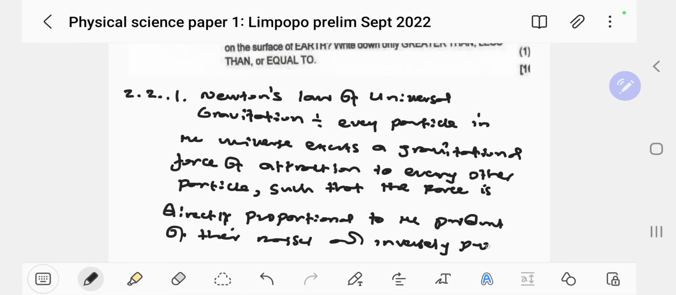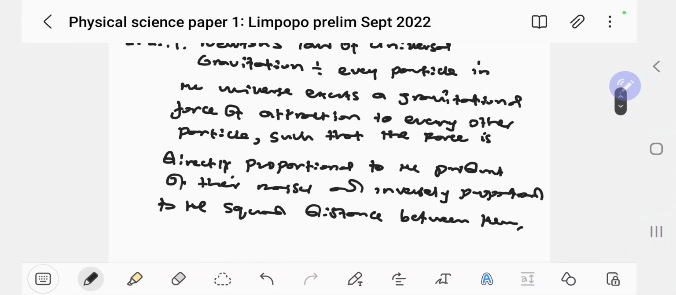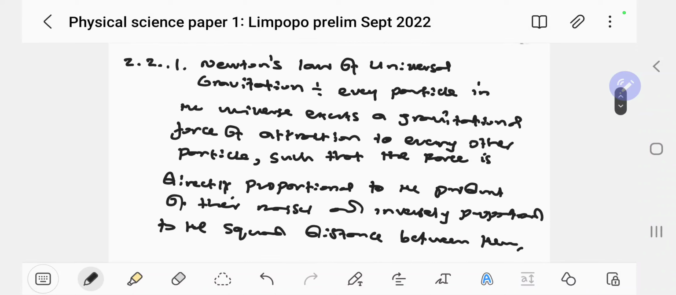inversely proportional to the squared distance between them. Of course, I'm just trying to simulate you writing an exam here. As much as my writing is terrible, but you know this definition anyway. You don't really have to read it off here. So all we know is that every particle in the universe exerts a gravitational force of attraction. Okay, this force is of attraction.